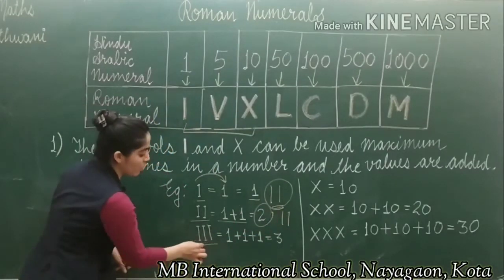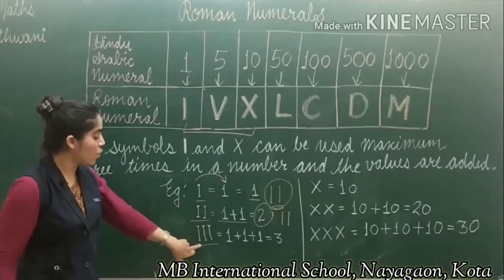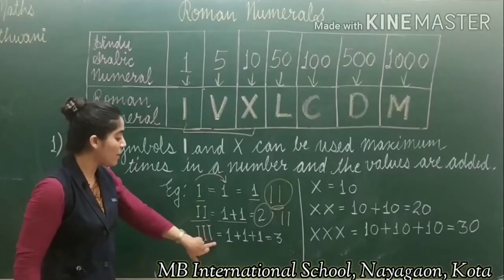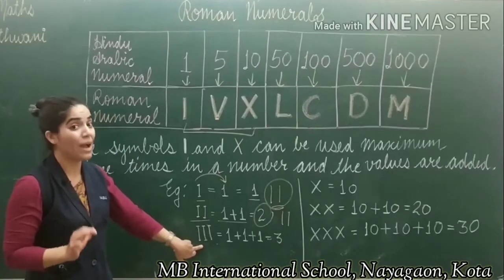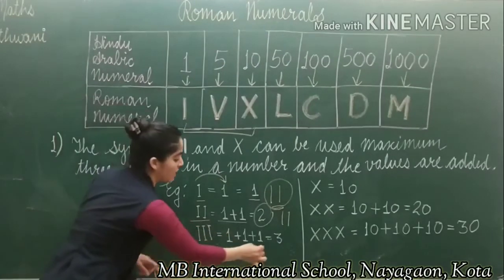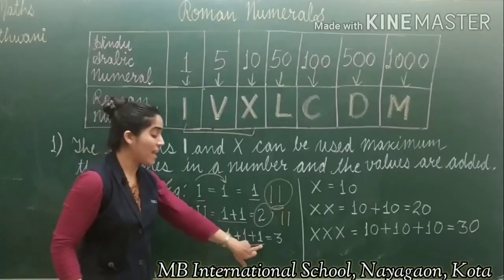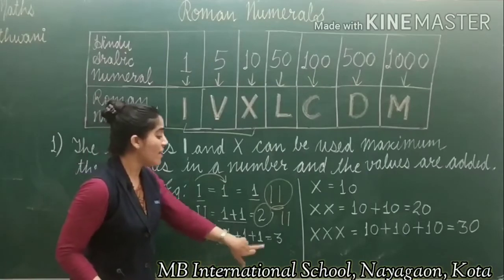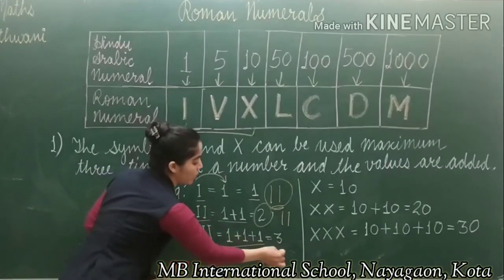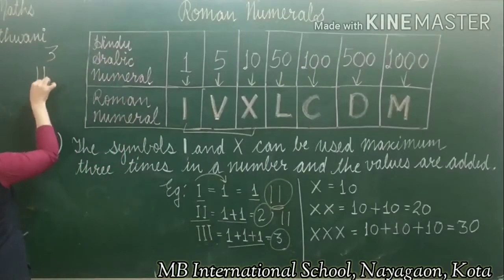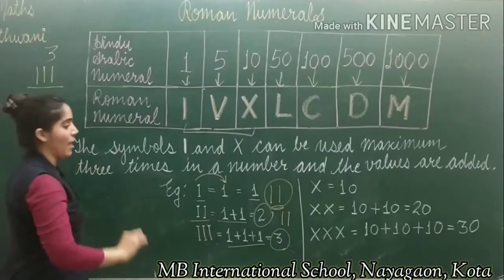Next, the Roman numeral 3. Here you can see I have used the Roman numeral I, whose value is 1. So 1, 1, 1. I have written it 3 times because I can write this I, this value of 1, a maximum of 3 times. So I add 1, 1, 1, and get 3. I got 3 with the help of writing I 3 times.